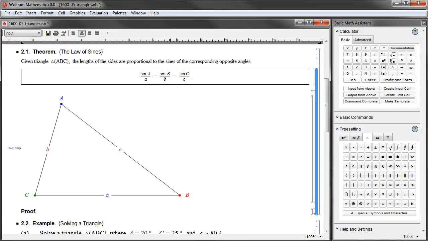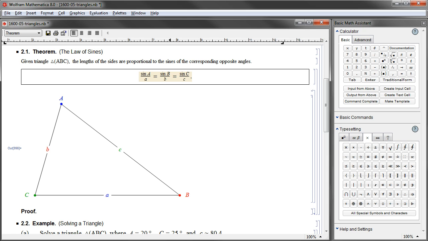And of course, this picture is actually randomized. So if you run this program many times, you get different pictures. But no matter what triangle you get, this identity remains the same. That's remarkable. Sine of capital A over small a is equal to sine of capital B over small b, and in turn it's equal to sine of capital C over small c. Now we're going to prove it, but we're going to do that at the end of this video.